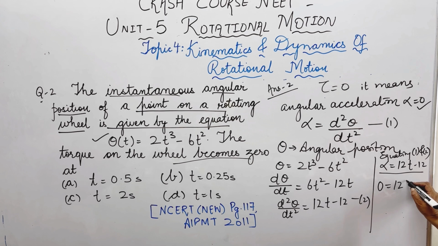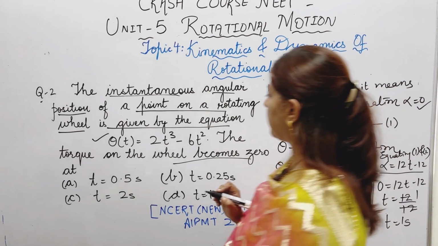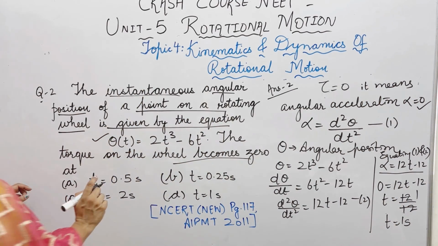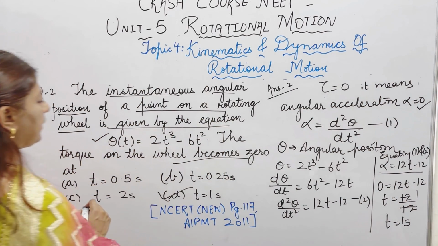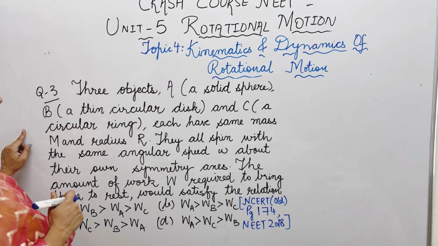Now alpha is equal to 12t minus 12, also alpha is equal to 0 according to the condition given. So from here we can calculate the value of time, and the value of time comes out to be 1 second. So if we look at the options, our result goes with option D, time is 1 second. So the answer for the second is option D. Now this is question number 3.